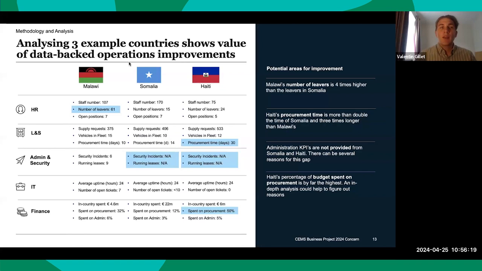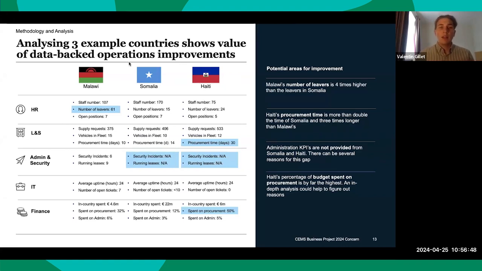Thank you, Astrid. So now we've talked a lot about the theory on how data measurement can be improved. But now we wanted to show you an example of how we can really create value from data. We gathered the actual data for 3 different countries, Malawi, Somalia, and Haiti. In all departments, we gathered different data. Here's just a broad overview.